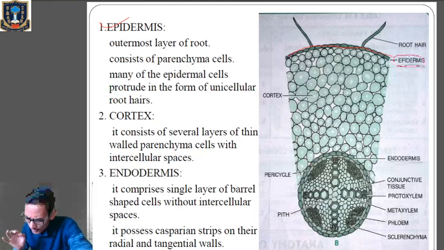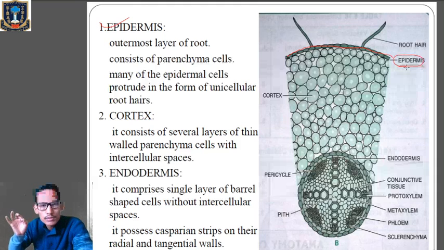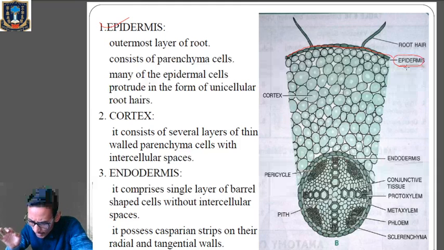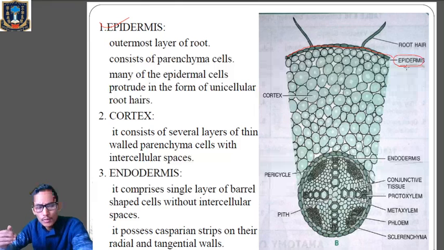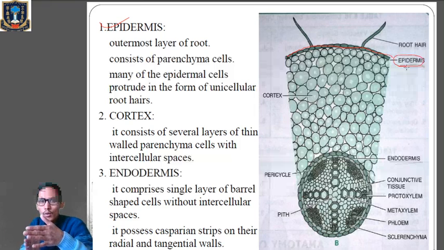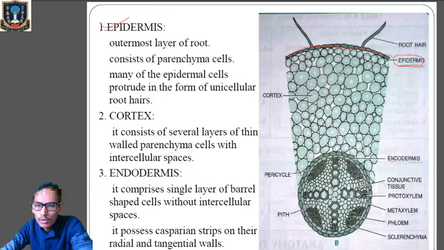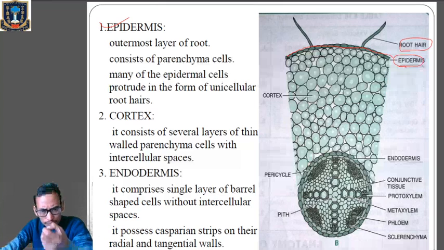epidermis. Okay, and this epidermis is mainly composed of thin-walled parenchyma cells. Clear? And the outer wall of these cells is uncutinized. And many of the epidermal cells project out, protrude out in the form of unicellular root hair. So you can see over here that most of the root hairs come from the epidermis. So most of the epidermal cells usually protrude out in the form of root hair.